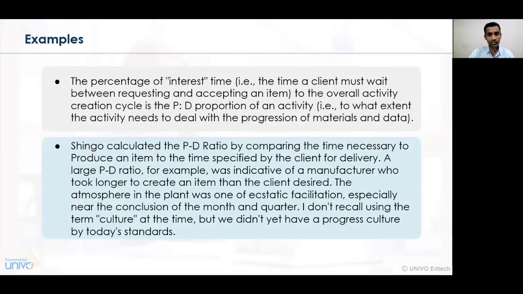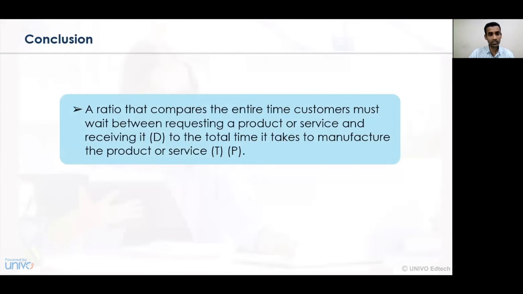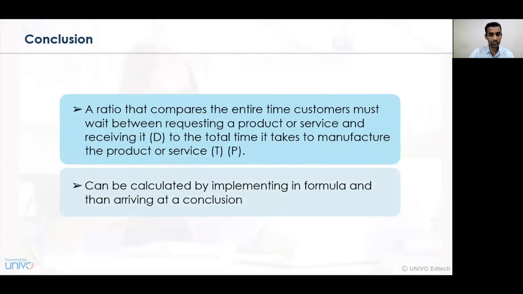And the prevailing culture in the organization also plays a significant role in understanding how the PD ratio can affect the activities in the short run as well as in the long run. And hence the PD ratio is a comparison of value with respect to the entire time the customer has consumed for either a product or a service in the demand time, that is the delivery of the goods and services, and the process time, that is the moving of goods and services from the assembly line. So the manufacture of the product or service is under consideration, and accordingly the time that is required for delivering certain goods and services. In this case, it can be calculated by implementing the formula and then arriving at a certain conclusion.